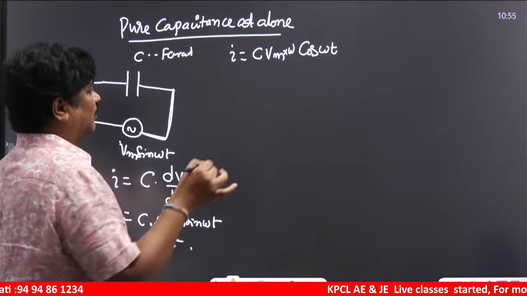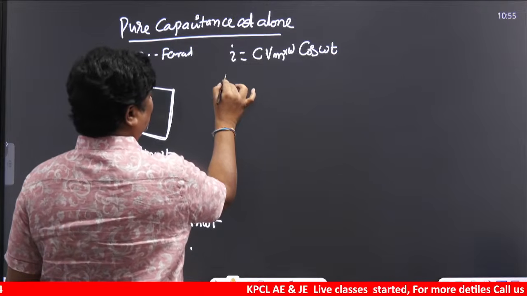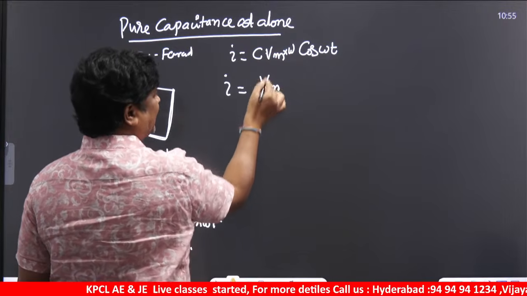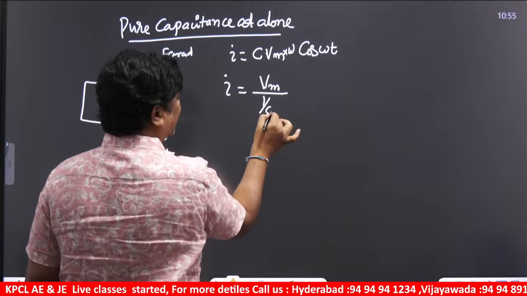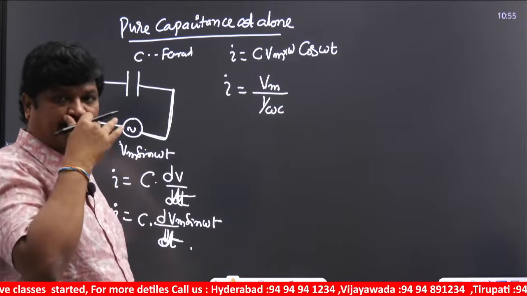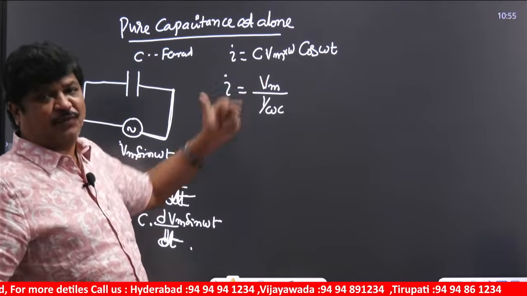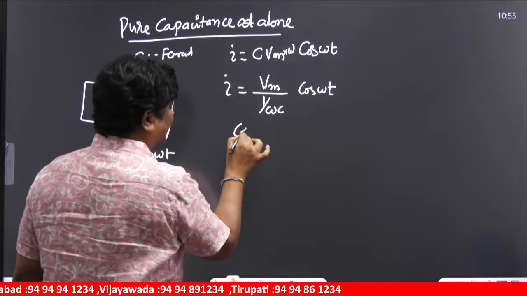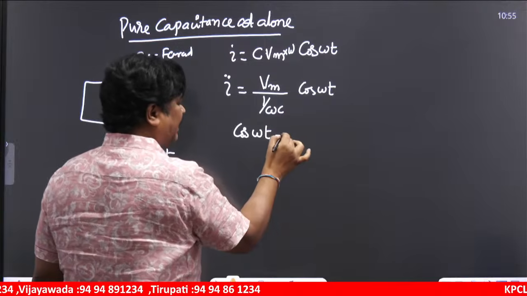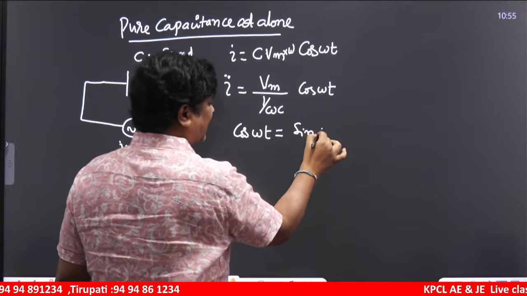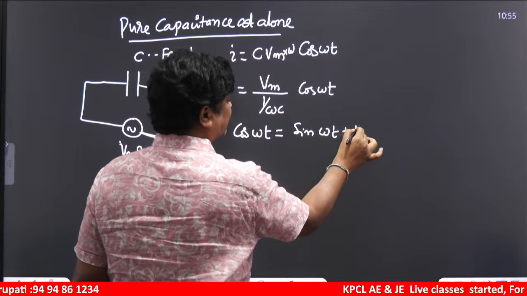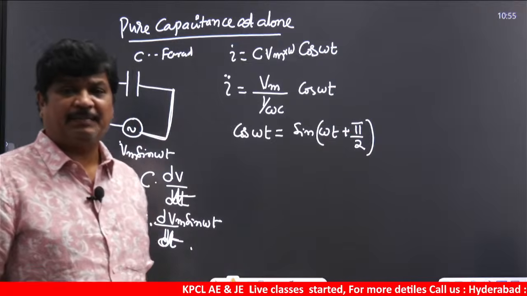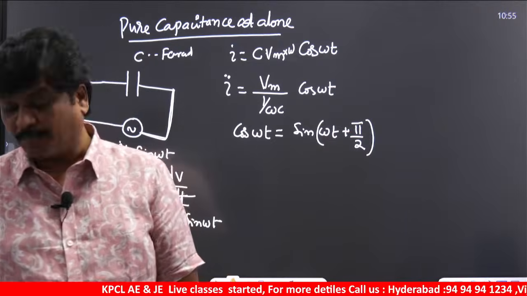Current I is equal to Vm omega C, which I can write as Vm divided by 1 by omega C. What is cos omega t? Cos omega t can be written in terms of sin omega t plus 90 degrees. Pi by 2 is nothing but 90 degrees. Pi means 180 degrees.